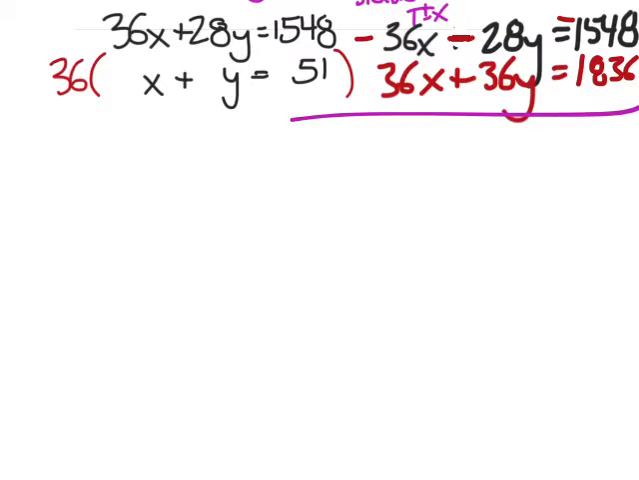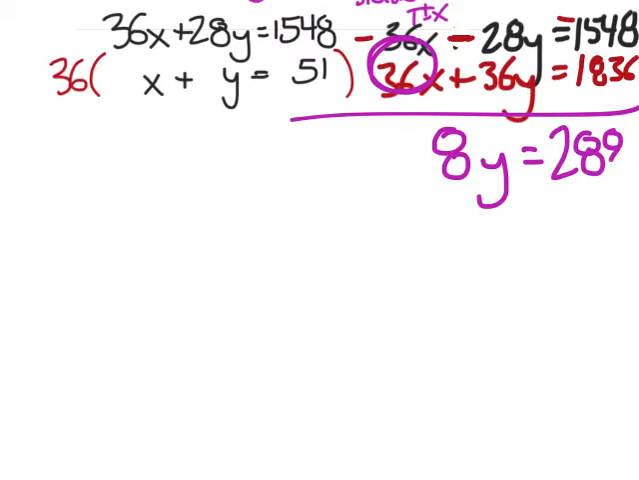Now when we add these, the x's will eliminate. And we have 8y equals the difference between these two, 1836 minus 1548, which is 288. Finally, solving for y, it looks like we'll get 36.